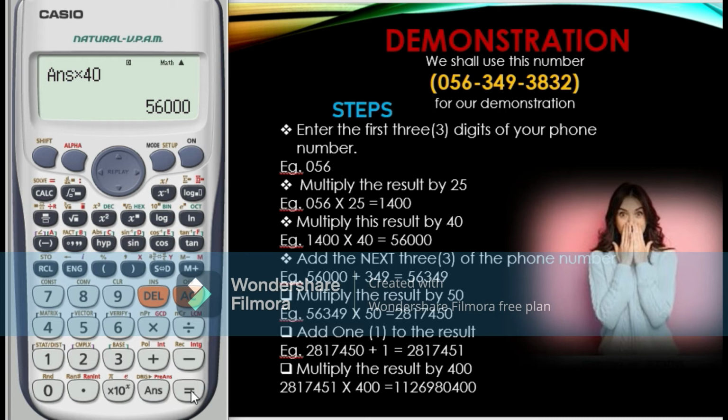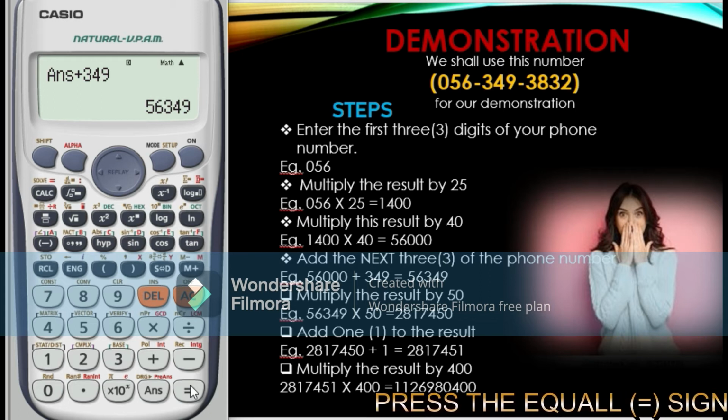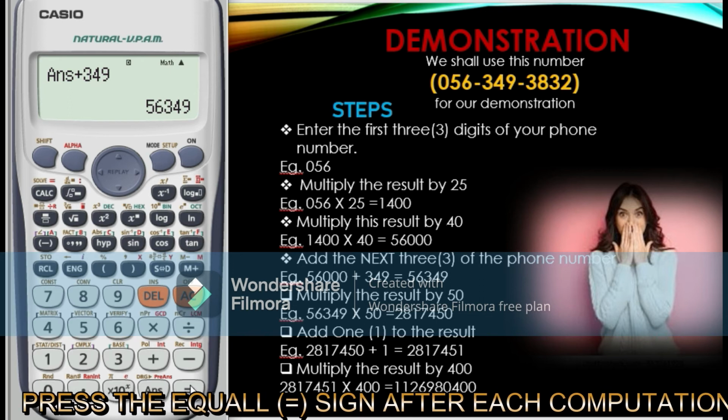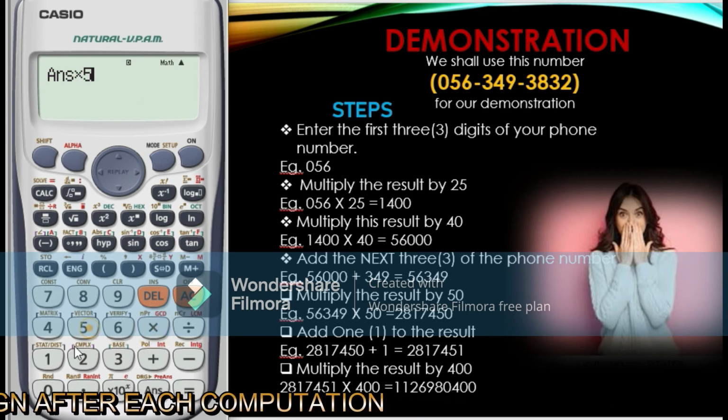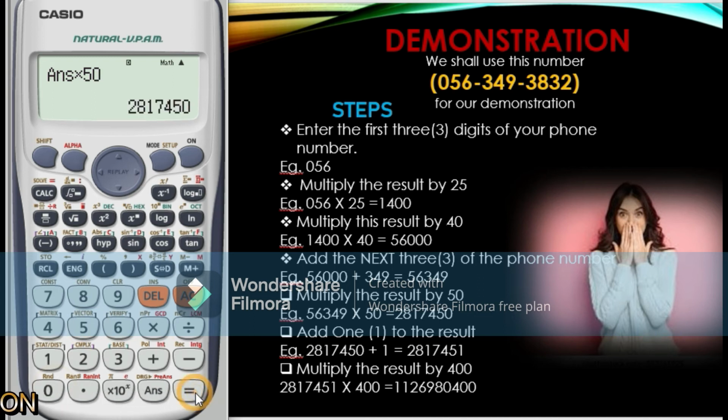Add the next 3 digits of the phone number. So our next 3 digits are 349. So plus 349, equal sign. You see the result is also showing over there, and then you confirm it from the calculator. The next one is multiply the result by 50. So times 50, equal sign. Then add 1 to this result, plus 1, equal sign. Now multiply the result by 400. Multiply the result by 400.